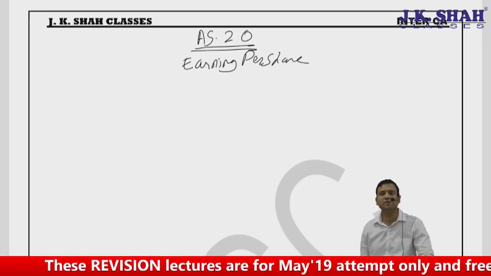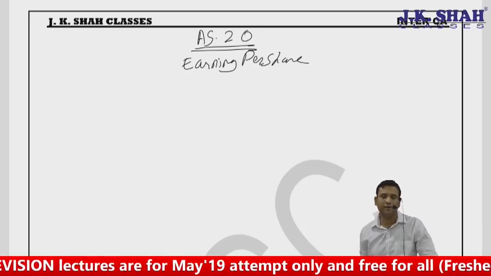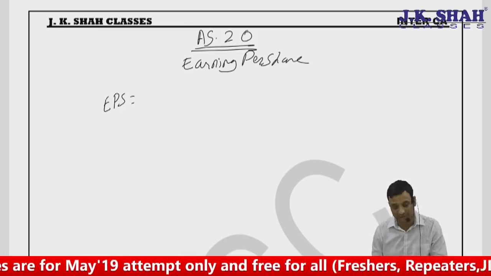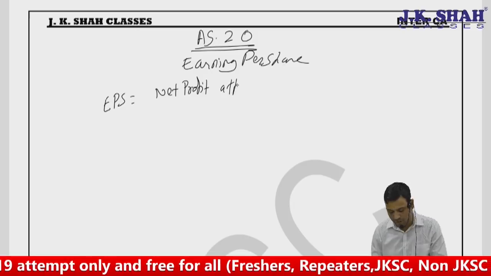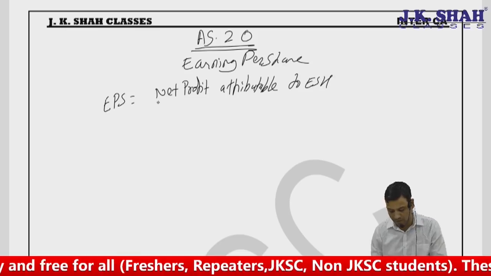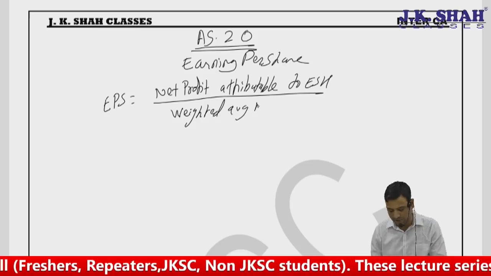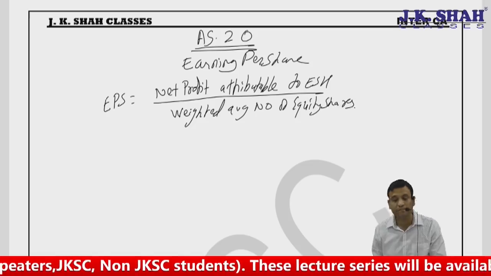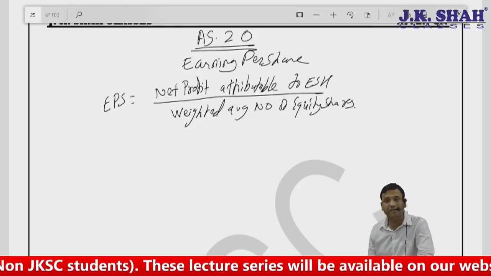Now basically it's just a financial ratio, but how this financial ratio is to be calculated and disclosed. Majority of you are aware of this formula, that is EPS is equal to net profit attributable, means belonging, to equity shareholders, divided by weighted average number of equity shares.